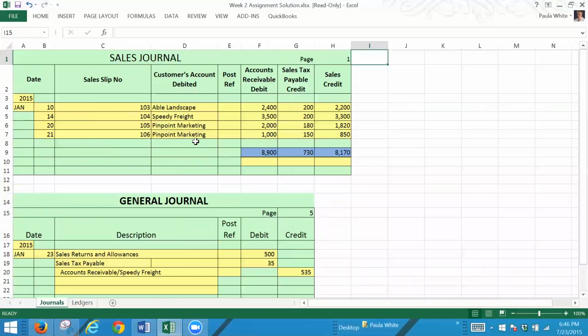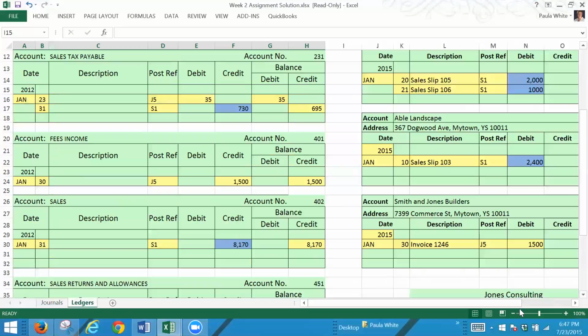We have one more thing to do relating to the sales journal, because this information did not get into the accounts receivable ledger specifically for the individual customers, Able, Speedy, and Pinpoint. So let's see, Able Landscape had $2,400, $200, but their sales was $2,200. So their accounts receivable should be $2,400 from this experience. So let's go to the accounts receivable ledger.